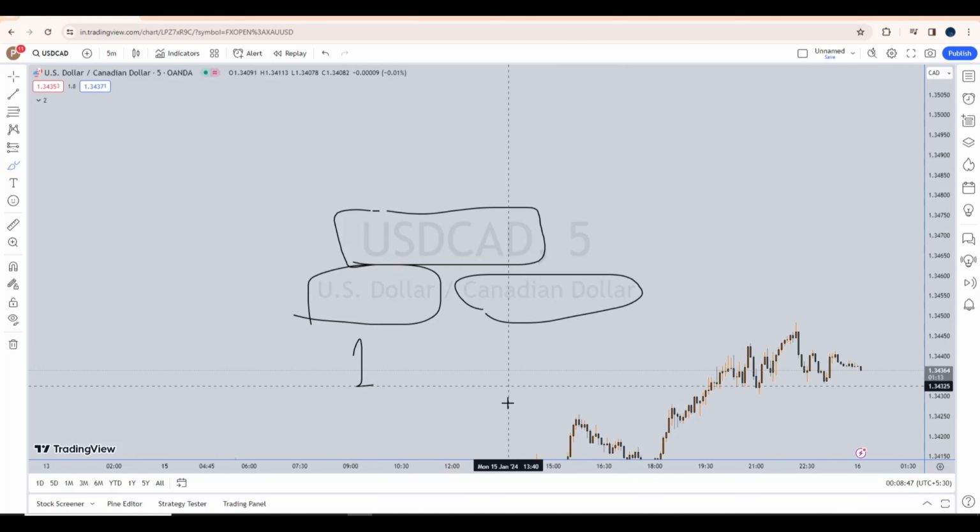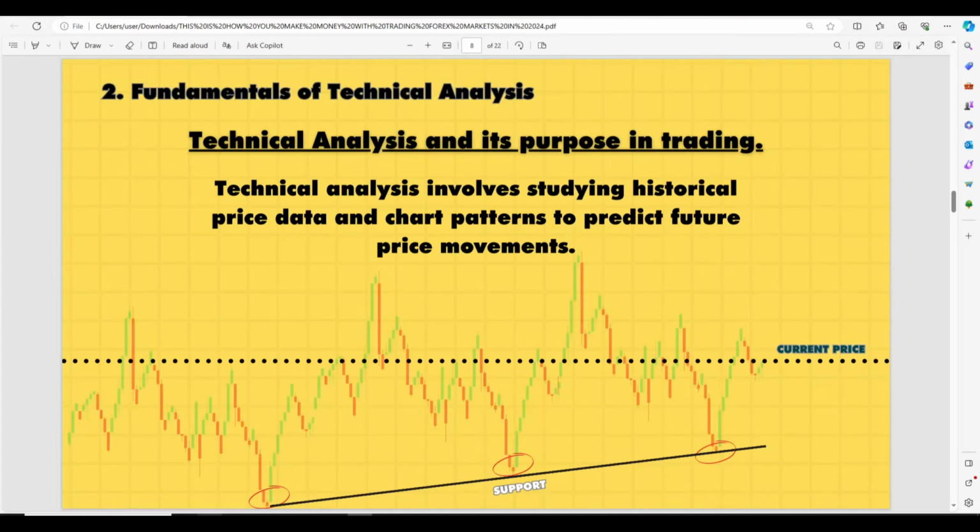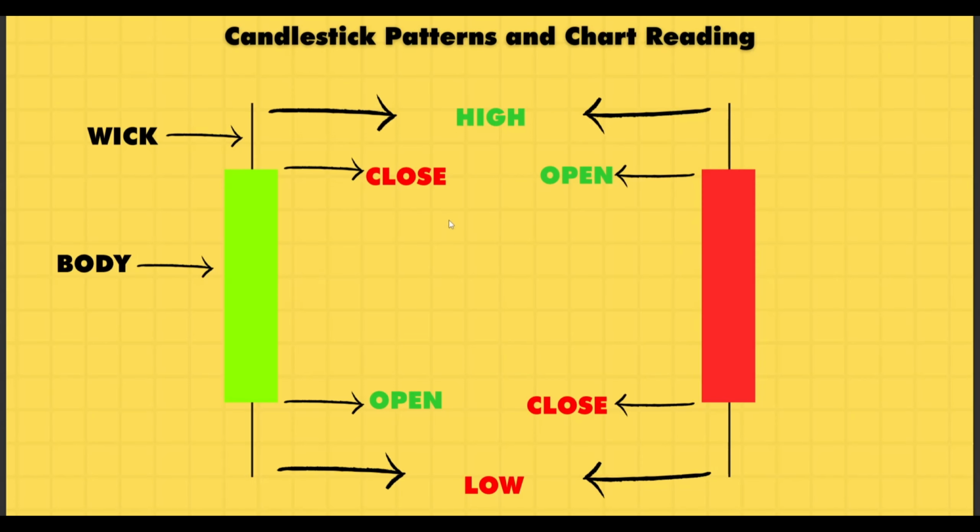Okay, so let's move on to the next topic. Candlestick patterns and chart trading we will understand. As you can see here, it is a diagram of a candlestick which I've just shown you in the charts. In the candlesticks you can see a green candlestick and a red candlestick. Green candlestick means the price is going up and red means going down, in simple terms. We also call the green candle a bullish candle and the red candle a bearish candle.